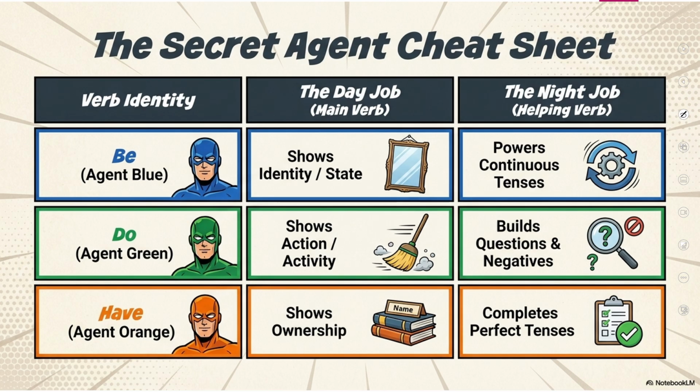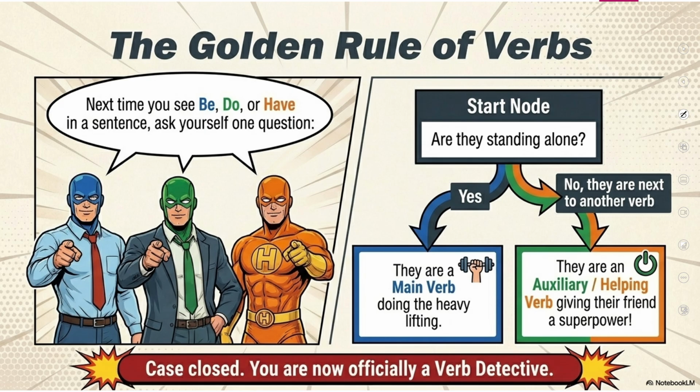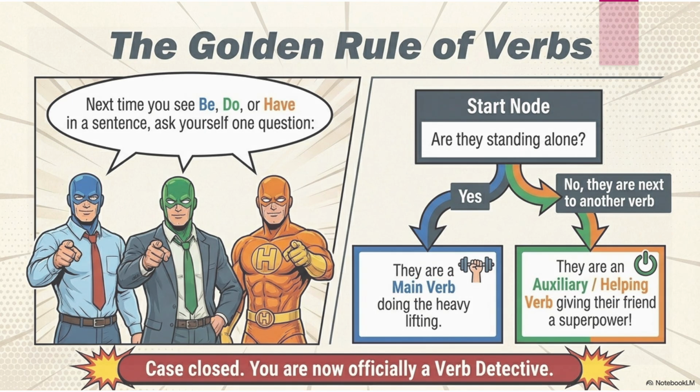Okay, bachcho. Today we have studied the two functions of a verb, one as a main verb and second as a helping verb. Now you are able to find whether the verb is used as a helping verb or a main verb. Are they standing alone? If yes, they are main verbs. Are they not standing alone? No, they are next to another verb. That means they are auxiliary verbs or helping verbs.